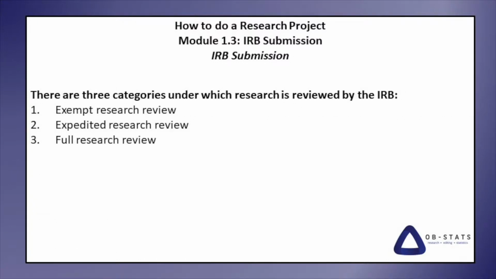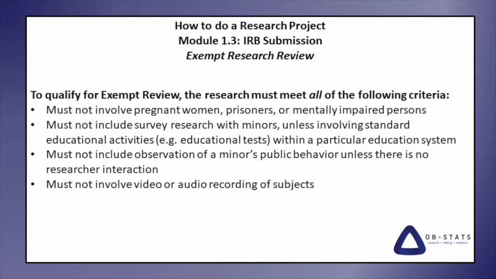There are 3 categories under which research is reviewed by the IRB. 1. Exempt research review. 2. Expedited research review. And 3. Full research review. To qualify for exempt review, the research must meet all of the following criteria. Must not involve pregnant women, prisoners, or mentally impaired persons. Must not include survey research with minors unless involving standard educational activities, e.g. educational tests, within a particular education system. Must not include observation of a minor's public behavior unless there is no researcher interaction, and must not involve video or audio recording of subjects.